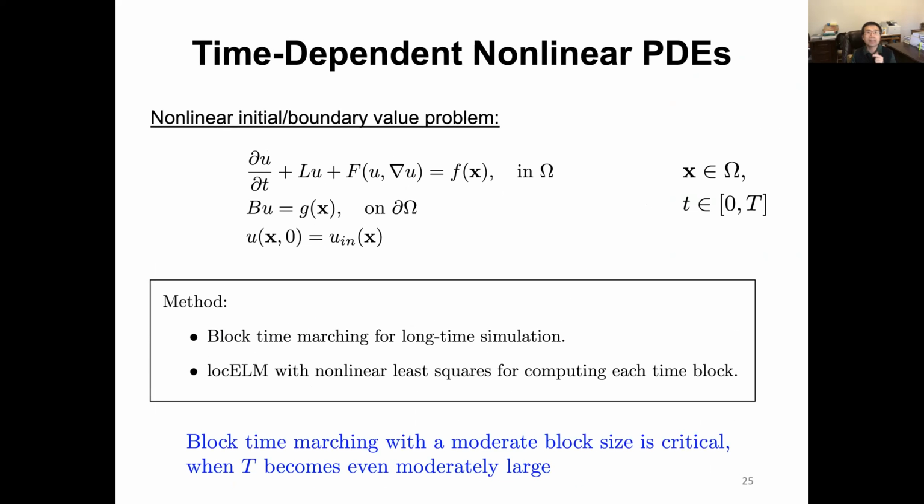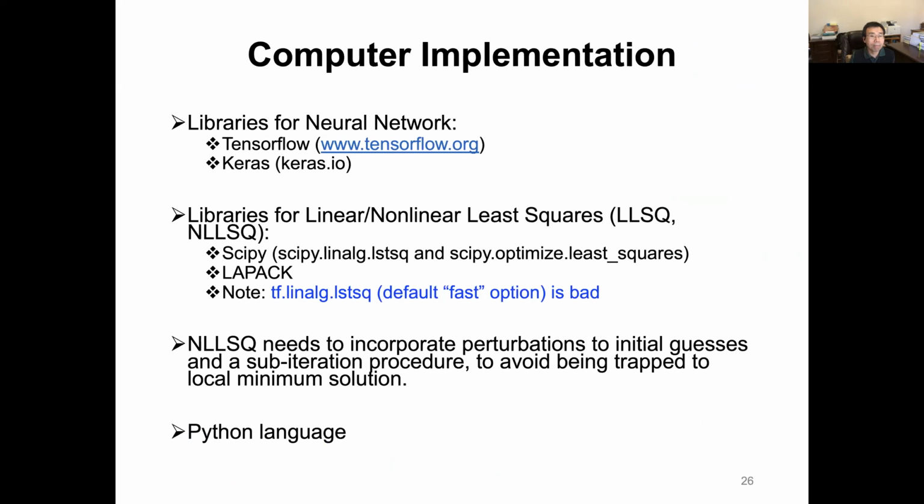But that's the basic idea. That's the overall idea here. I mean, there are details, but that's the overall idea. Now, for the implementation, the neural network is implemented with TensorFlow, Keras, etc. The linear least squares method is implemented using the LAPACK routines, which are available from SciPy.